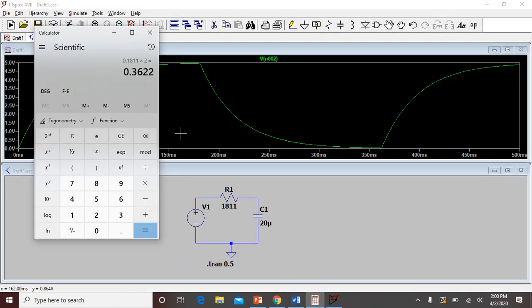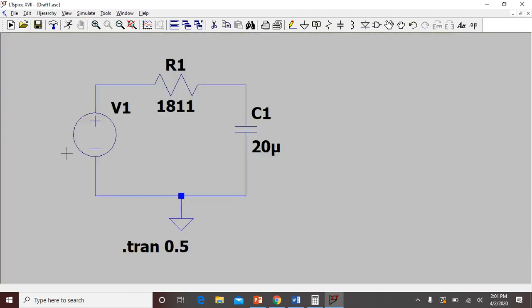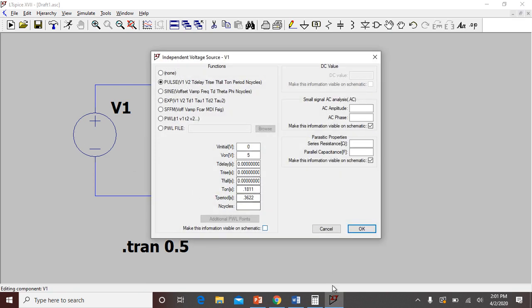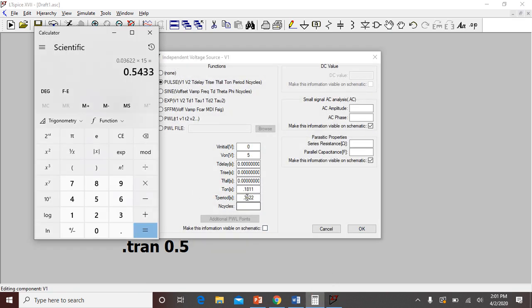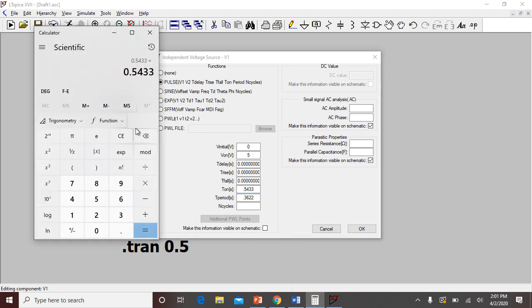So from the calculator, this is 5 tau, the actual value of tau. Now we are going to take it as 15 tau, multiplied by 15. So the value becomes 0.5433. Now I'm going to close this window, come back to the schematic window, right click on it, and the value here is 0.5433, multiplied by 2, which is 1.0866.